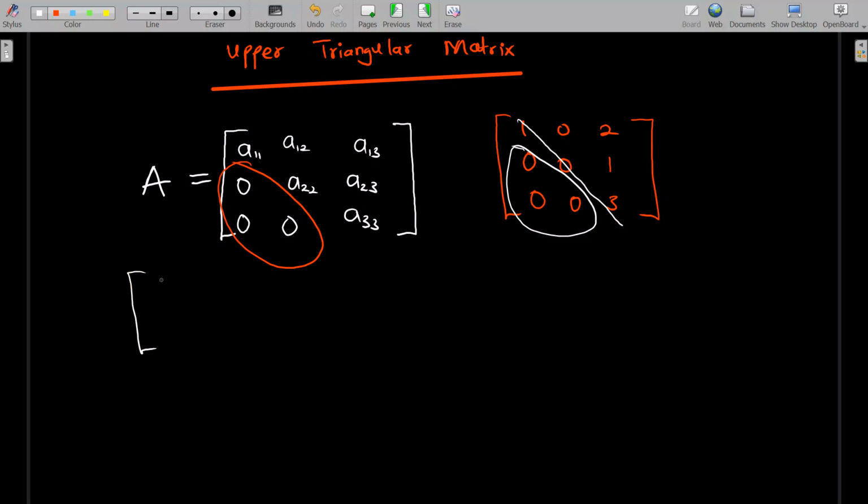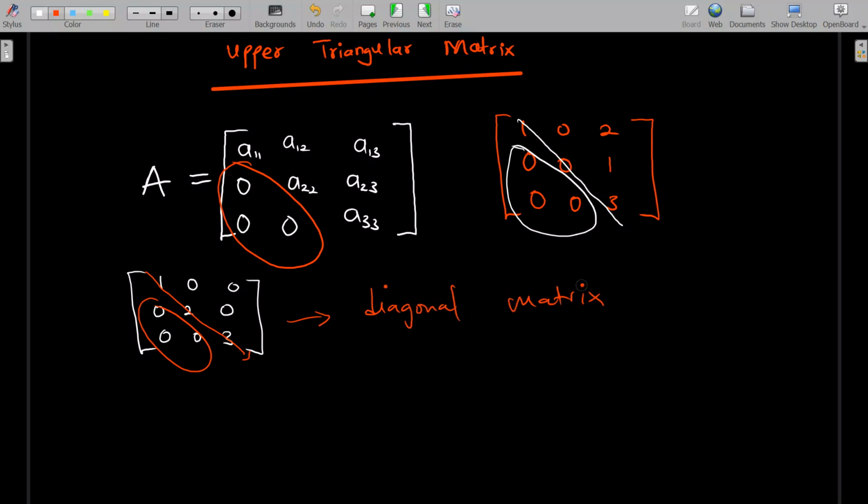We have a special type of upper triangular matrix, and an example of such a type is this one. This is called a diagonal matrix, and it is an upper triangular matrix because every element just below the diagonal is 0. So you can say this is an upper triangular matrix, but it is a special type called a diagonal matrix. A diagonal matrix is a matrix with every element 0 except the diagonal elements. So the diagonal elements are not necessarily zeros, but all the other elements are zeros.